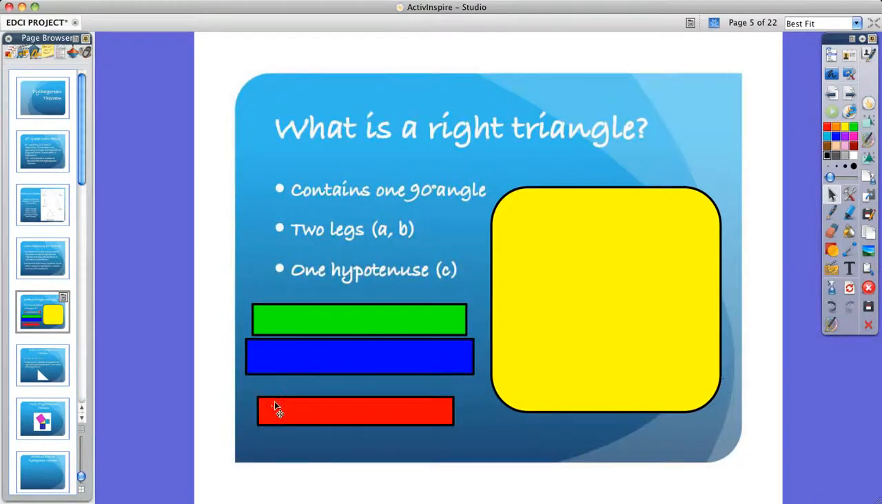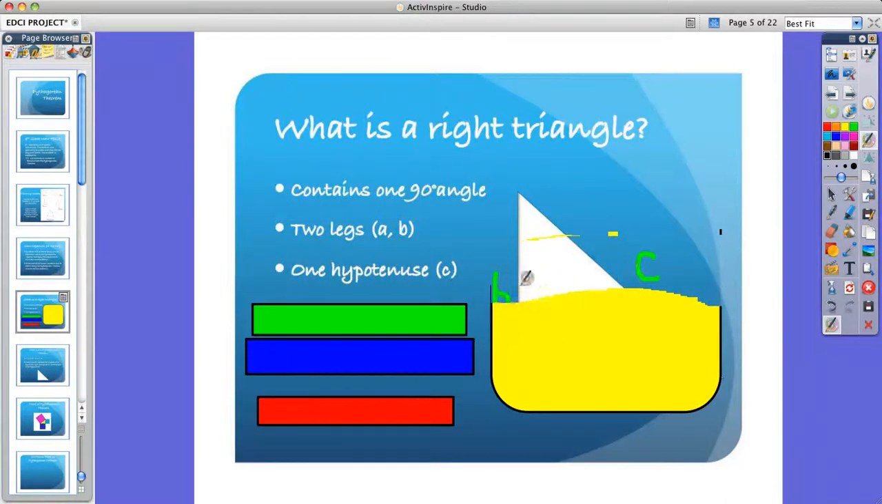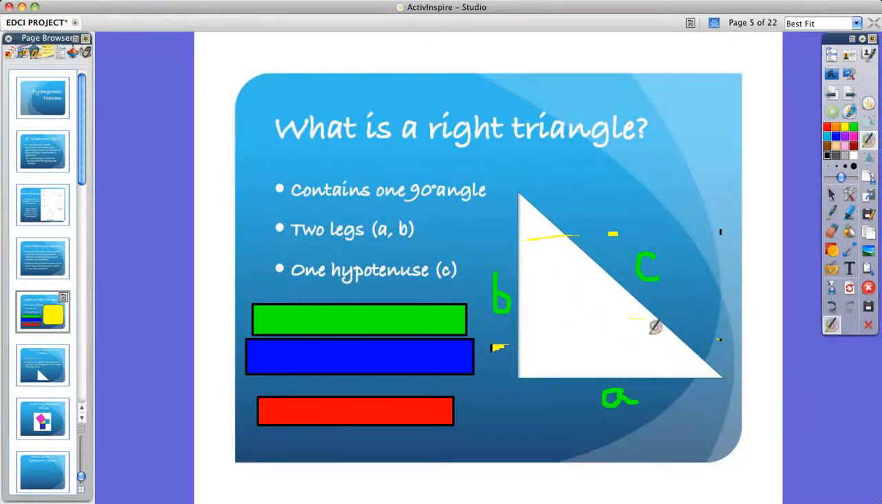Very good. So then when we look over here, we can use this magic eraser and erase, and we can see that we have ourselves a right triangle with 2 legs, A and B, and then our hypotenuse is C, as we can see there.